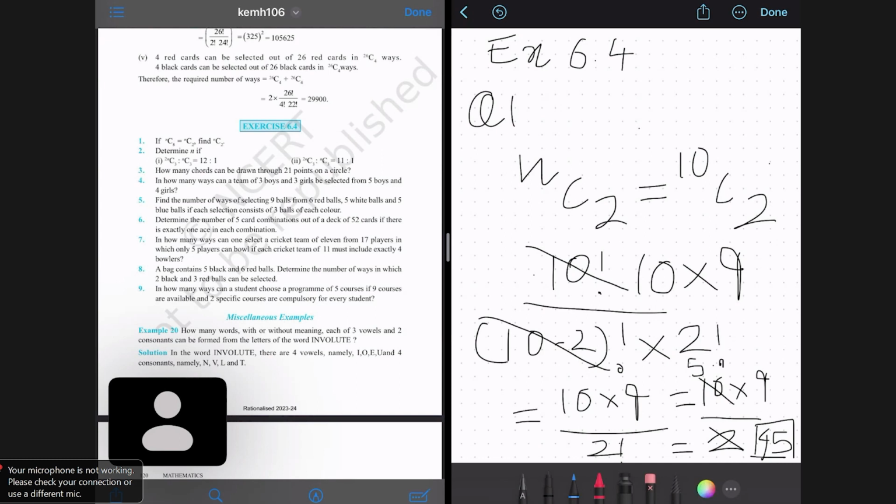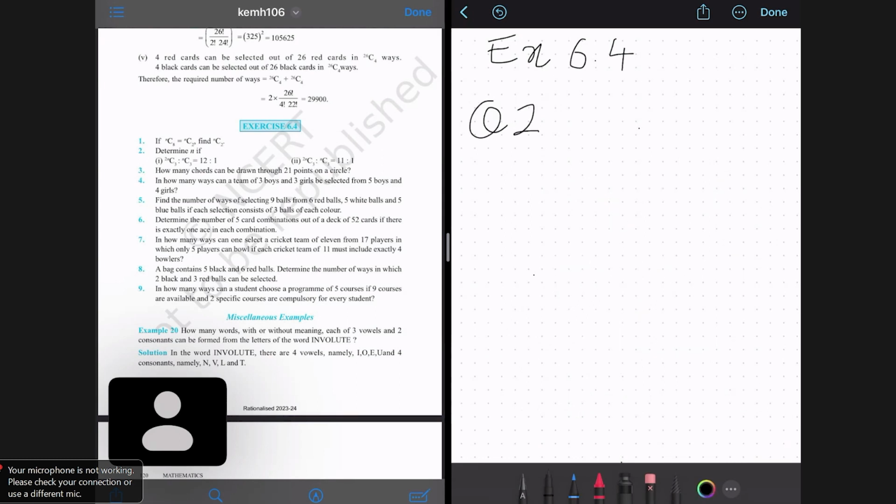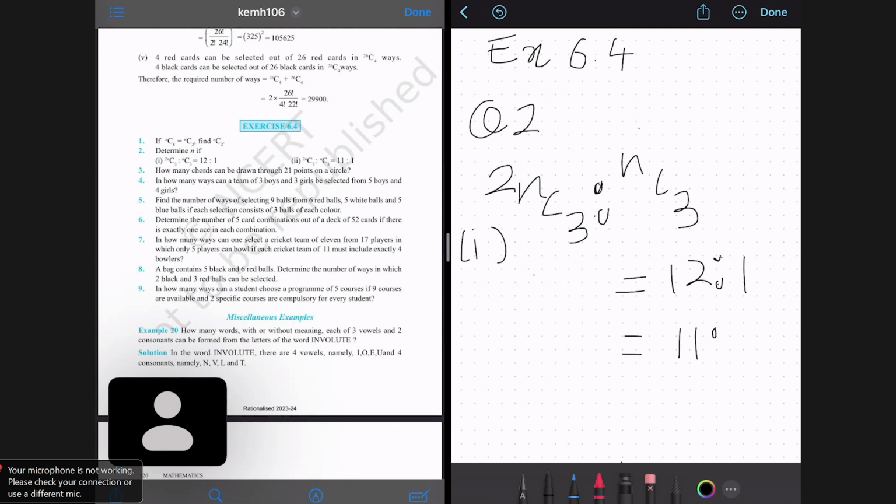So that was question number 1 for you all. Now let's move on to question number 2. In question number 2, we have been asked to solve 2nC3 upon nC3 equal to 12 upon 1, and 2nC3 upon nC3 equal to 11 upon 1. So what I've done here is I've simplified the ratio in terms of fractions. If you can see, 2nC3 upon nC3 equal to the ratio 12 to 1. This is the first part. And the second part is equal to the ratio 11 to 1. This is the second part, right?